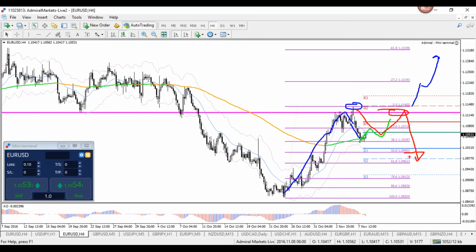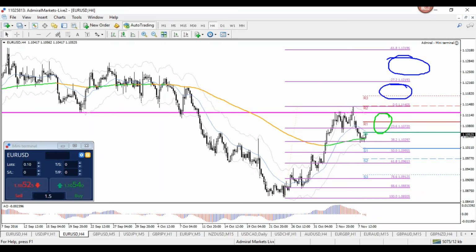So I don't have any preference, I think both are equally likely. From a trading perspective, I think that this zone is possible, that this zone is possible. And if there is a bounce, then in that case, this zone is possible. That's how I see the charts.